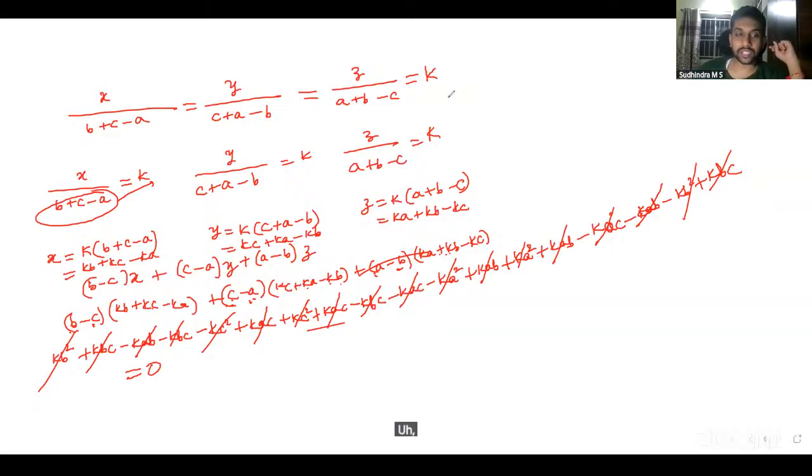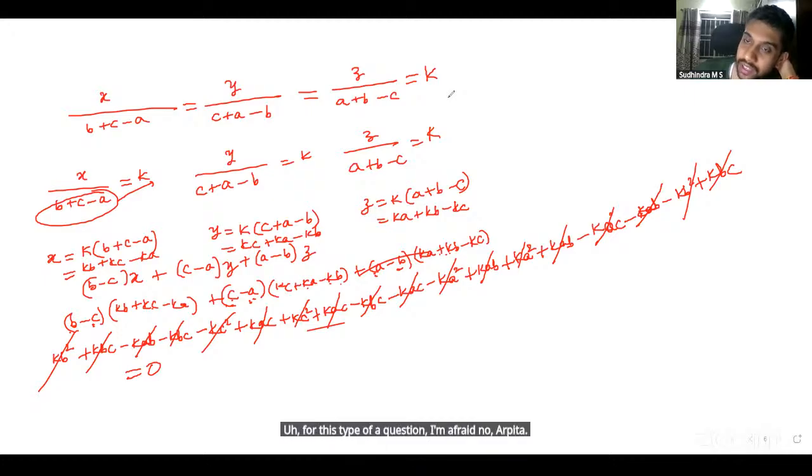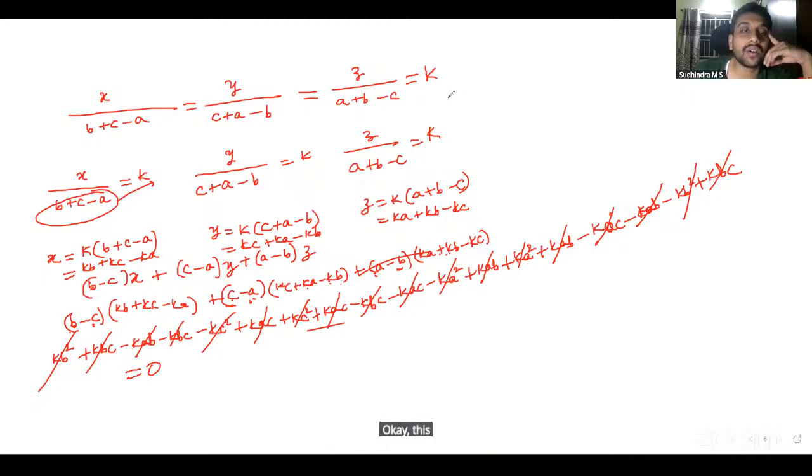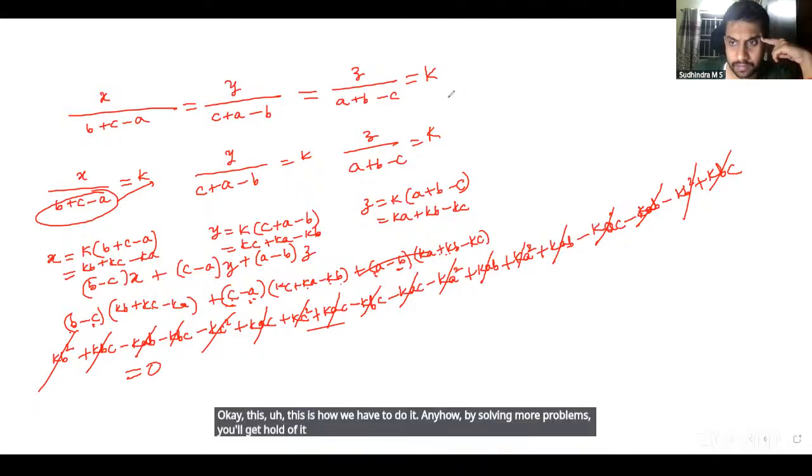For this type of question, I'm afraid no, Arpita. Okay, this is how we have to do it. Anyhow, by solving more problems, you'll get hold of it so that you can solve it faster.